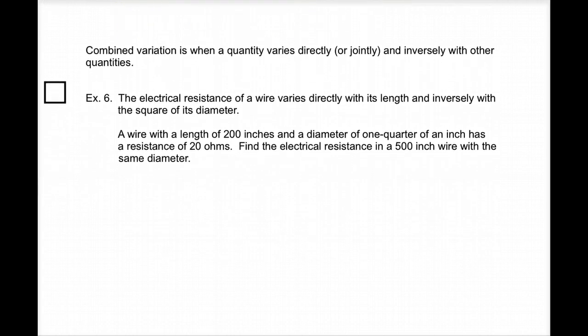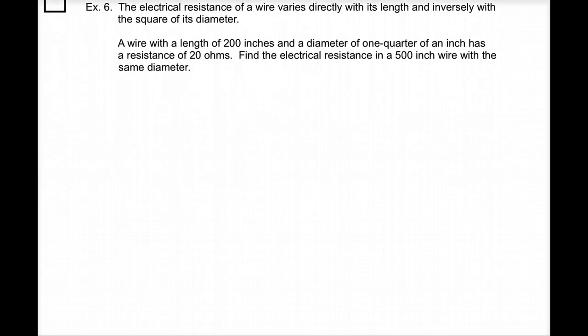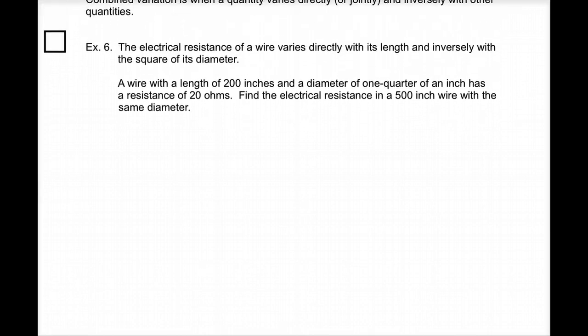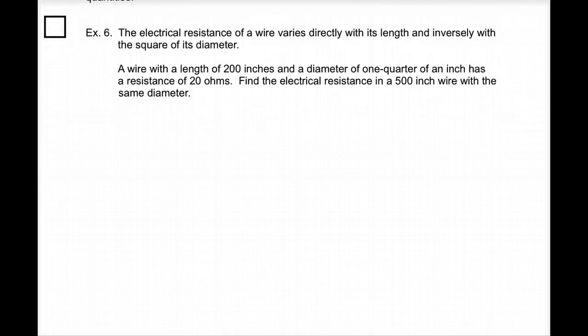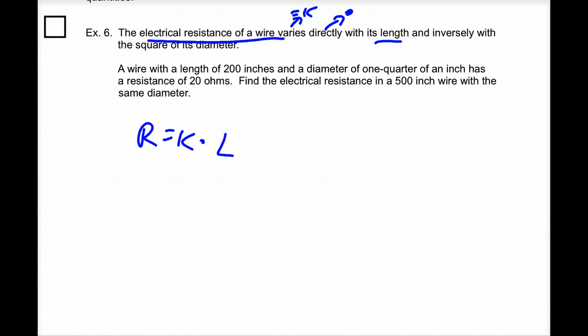Lastly, combined is when you put more than one together here. You might have direct with inverse or joint with inverse. I got the electrical resistance of a wire. That's resistance. Varies is equals K. Direct is multiply. And it says with its length. And then inversely is divide. So put this whole thing over the square of its diameter. Now careful, some people put square root of d, but it's actually d squared. So there's my generic formula.